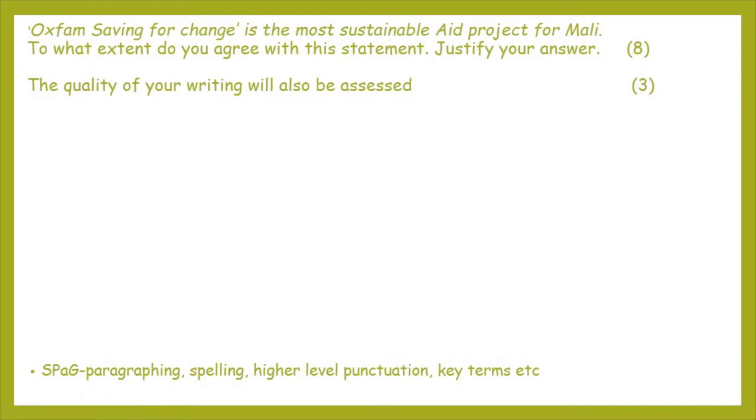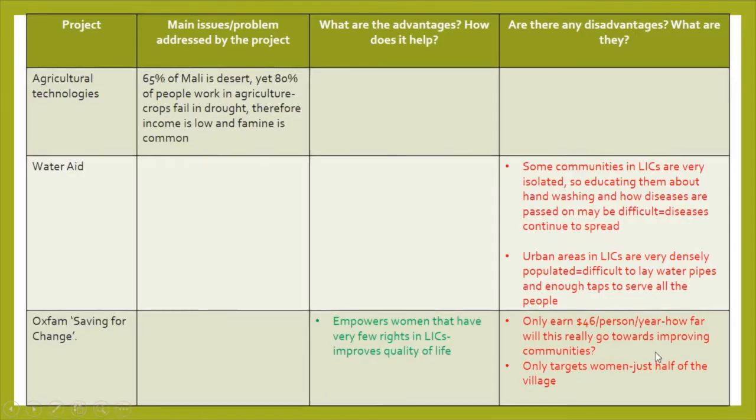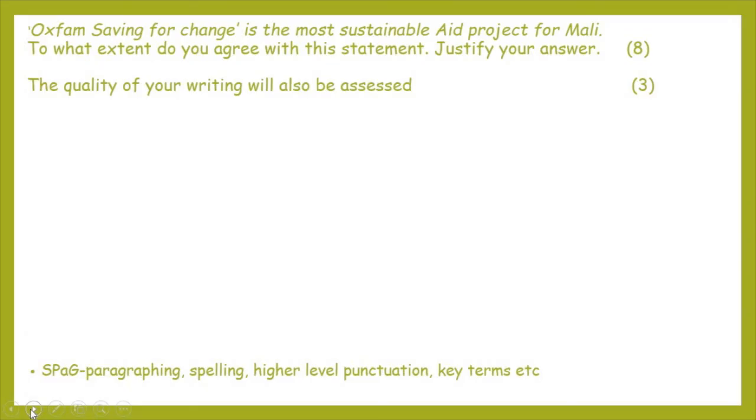Now then, it doesn't matter if you agree or disagree. The secret is in how you justify why you agree or disagree. All right? So basically what you're going to be using is the bottom row of this table to say, yeah, it's really sustainable because, or no, it's not really sustainable because, and therefore one of the other projects might be better because. Okay? So, let's take a look at how to approach a to what extent style question.